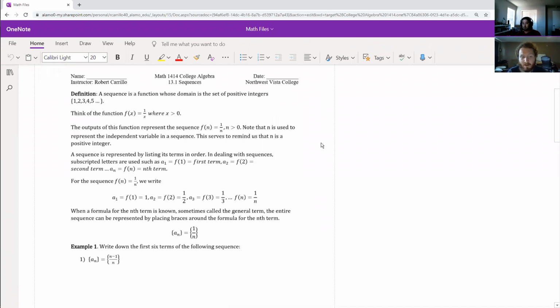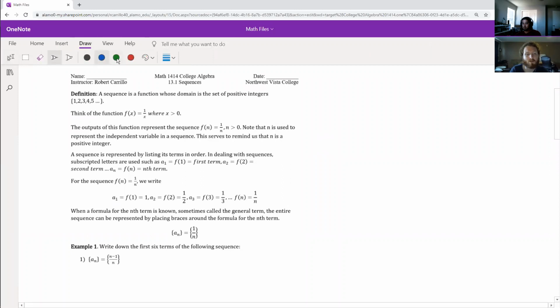A sequence is a function whose domain is the set of positive integers. Now, we say positive integers, but you may want to get used to thinking about these positive integers as what are called natural numbers. And it's the same thing, right? The natural numbers and the positive integers are the same thing. You're just going to see it called this more often in computer science courses and higher level math classes and whatnot. So a sequence is a function whose domain is the set of positive integers.